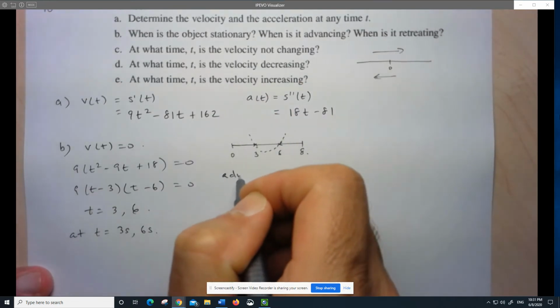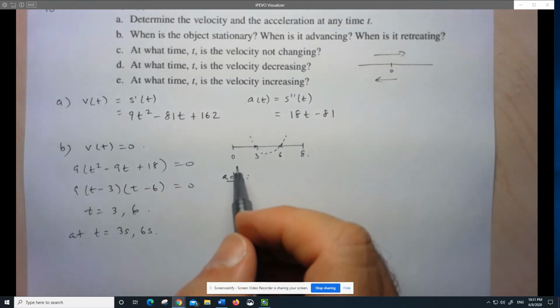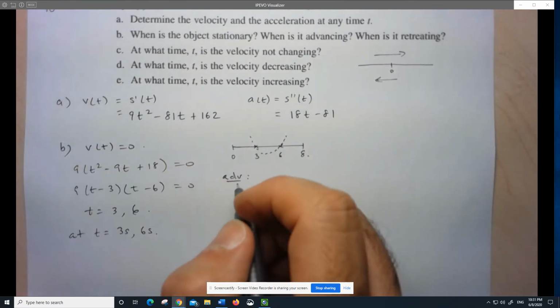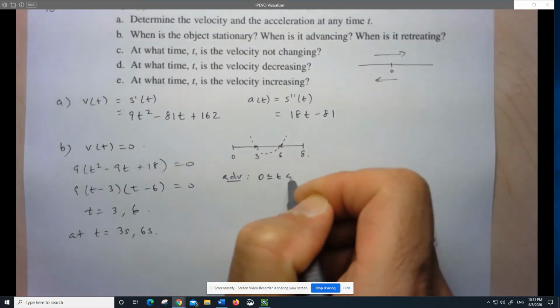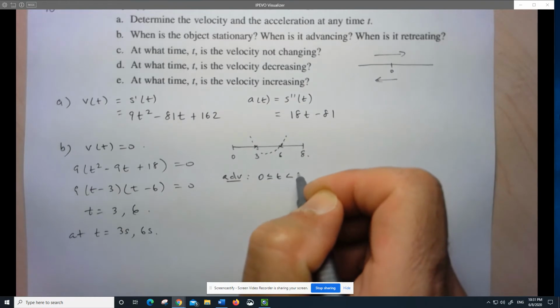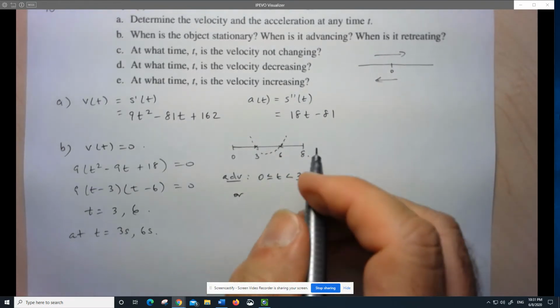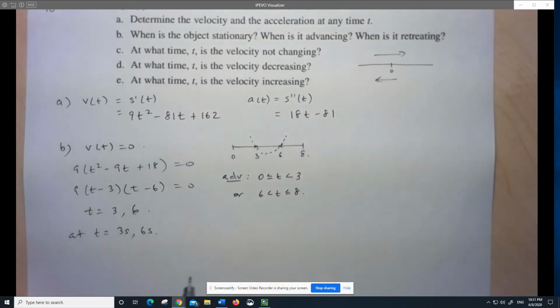We'll say advancing occurs when the first derivative, the velocity, is not equal to 0, but greater than 0. So we have 0 less than or equal to t, less than 3, because at 3 it's stationary. Or we also have from 6 less than t, less than or equal to 8.